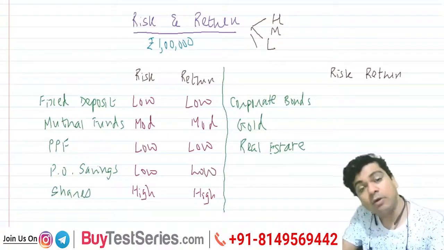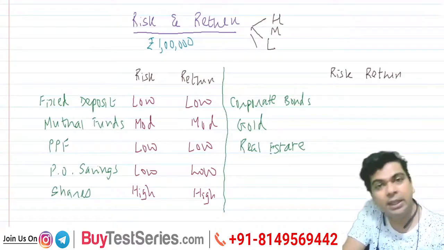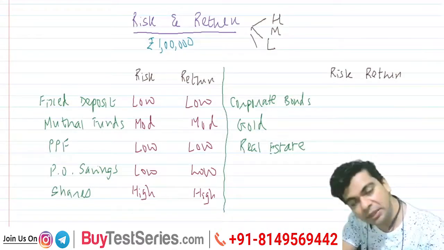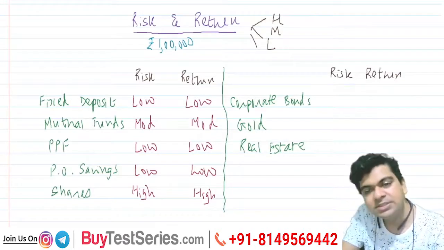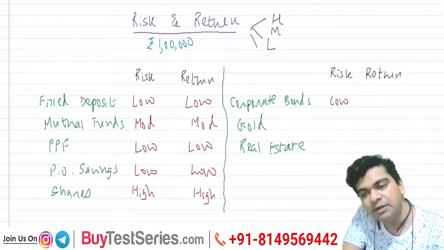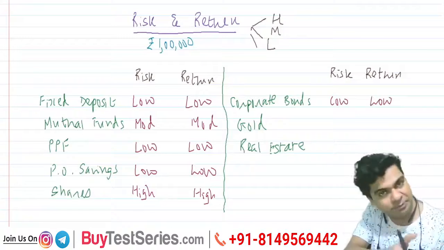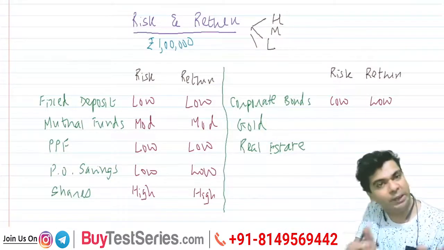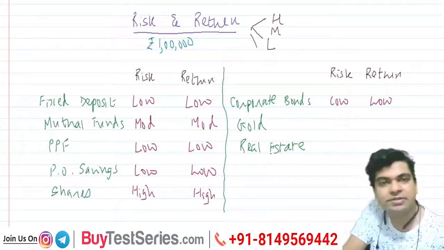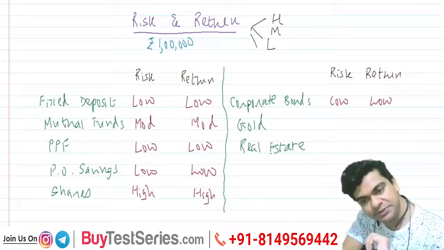On the other hand, corporate bonds, yes, if I compare corporate bonds with fixed deposits, then the return and the risk is on a moderate side. But still, I can say that the risk will be low over here and the return will also be low. Because corporate bonds I also have to compare with mutual funds. So if corporate bond is compared with a mutual fund, then the risk comparatively is low. As I said, we are doing it on a comparative basis.